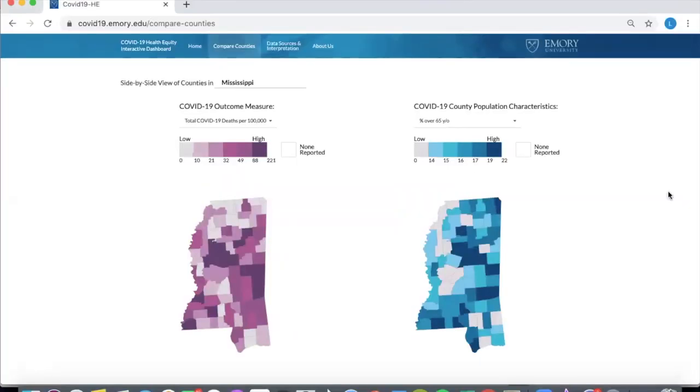In Mississippi, we can visualize the death rate on the left compared to the percentage of residents over 65 years old on the right. Take a look for yourself at these maps and see the relationships you can visualize between COVID-19 and county characteristics.